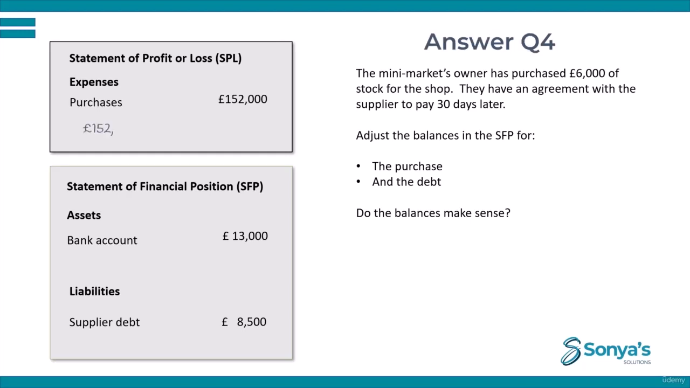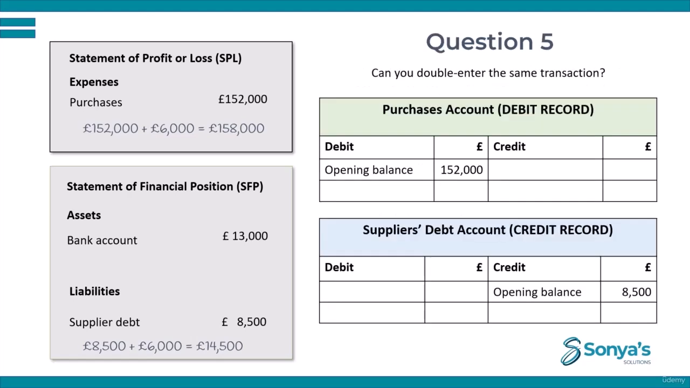We need to increase the cost of purchases by £6,000 to £158,000 and increase the amount of debt owed to suppliers by the same amount, so the business now owes £14,500. Get ready to pause the video to give yourself time to read and answer the question.